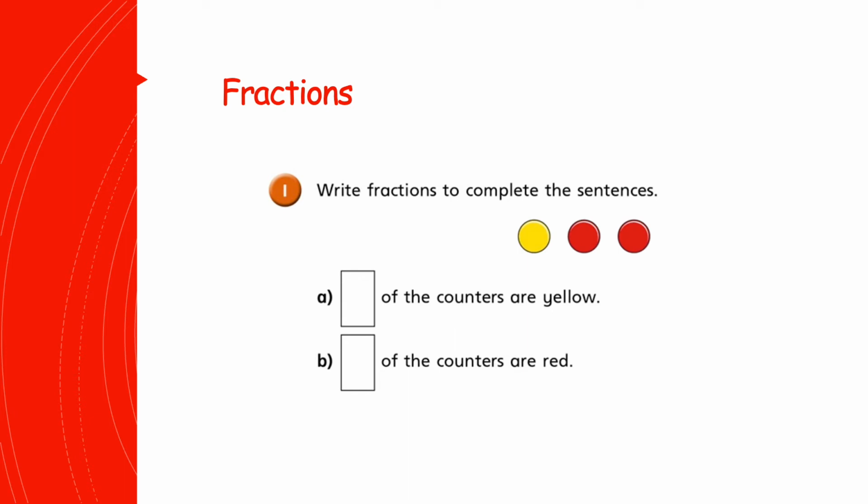Let's have a look. B, how many are red? So how many counters have you got all together? Yeah, you've got 3. So 3 is your denominator. How many are red? 2. So it'd be 2 out of 3, or 2/3 are red. So 1/3 of the counters are yellow and 2/3 of the counters are red.